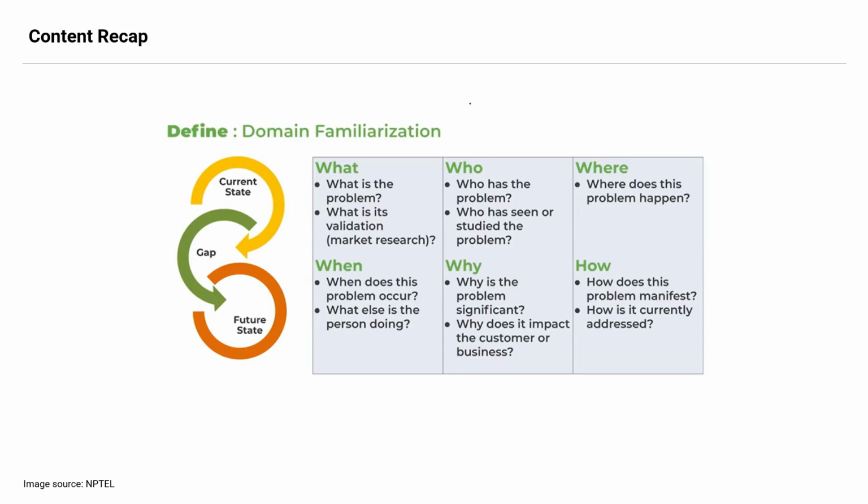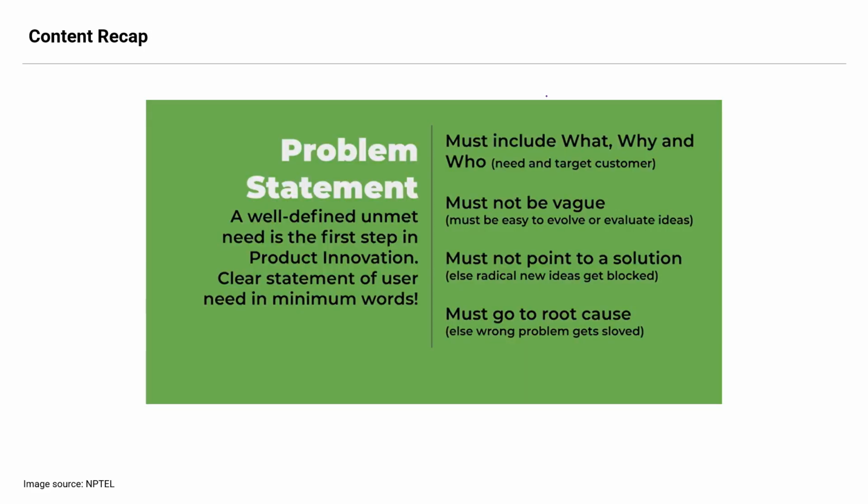And they asked the five W's and one H questions, which are what, who, where, when, why, and how, for the smart stethoscope. And then they were able to frame the problem statement, which was a well-defined unmet need, the first step in product innovation. A clear statement of the need in minimum words, right?